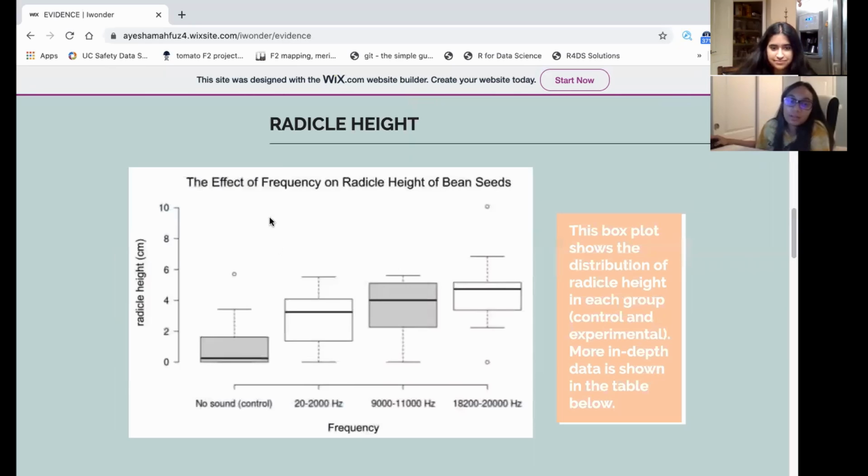basically the radical height, which was the other dependent variable that we collected. And as you can see, as the frequency groups increased, the median radical height was also increasing. It's kind of close between the frequency groups, but it was increasing.